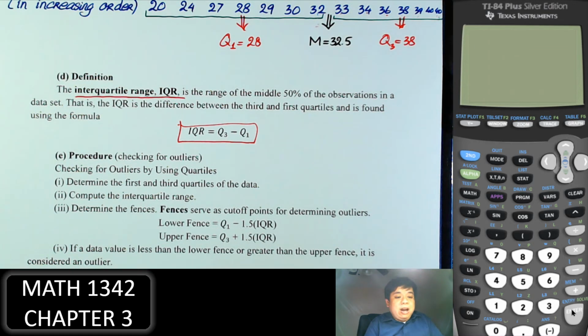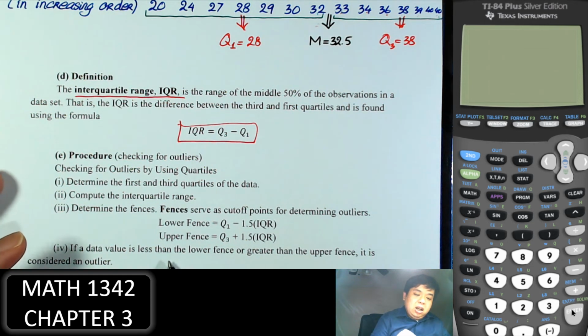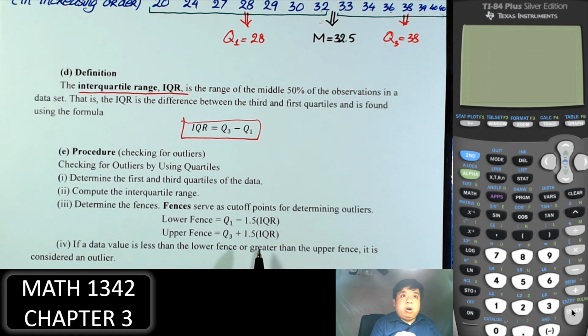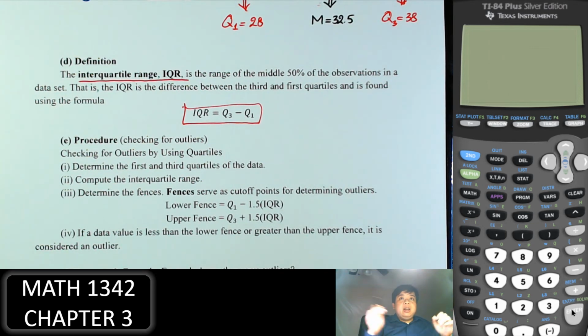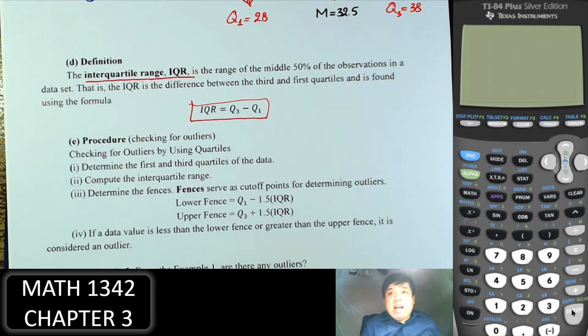Now, once we have that, we define the outliers. The outliers are the data that is less than the lower fence or greater than the upper fence. What are the fences? The fences are determined to be Q1 minus 1.5 IQR and Q3 plus 1.5 IQR. Anything outside of those fences is considered to be an outlier. So once again, calculate the IQR, and with that we calculate the fences. And once we have the fences, we can determine if there are any outliers.